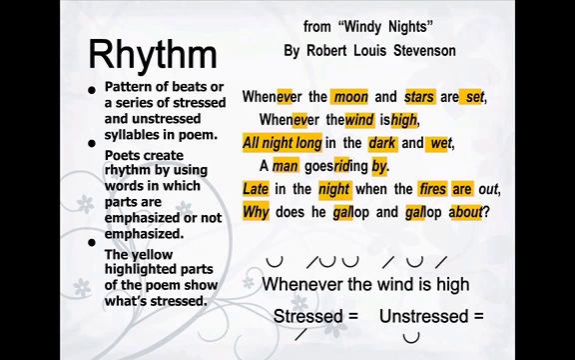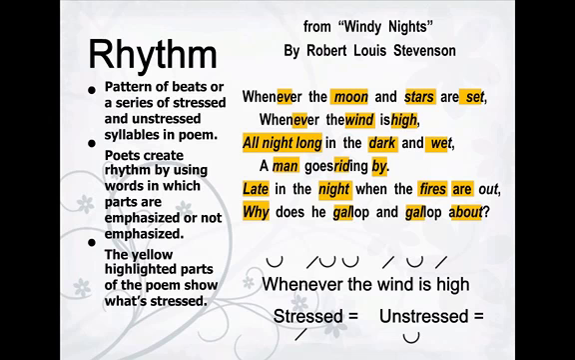So again, the yellow highlighted parts would be stressed. If you were marking the stressed and unstressed syllables within a poem, this little cup that looks like a lowercase u would be presented over the unstressed, and the slash, the little tick mark, is put over the stressed syllables.